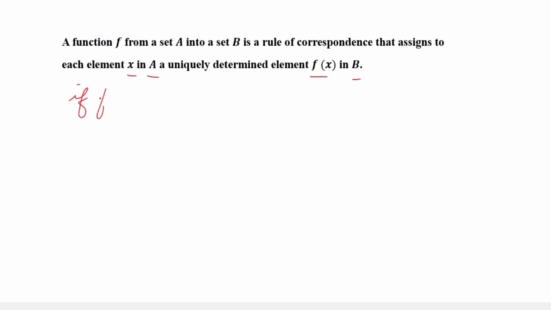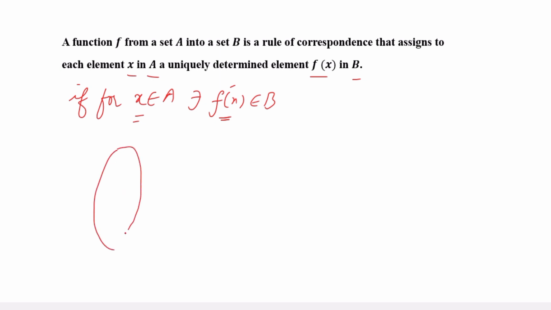This says that if for every x belonging to A there exists f of x belonging to B, and this f of x is unique, meaning to say for each x there is a unique f of x, then such a rule of correspondence represents a function. Diagrammatically you can see this as: suppose this is your set A and this is your set B, and this is the rule f.